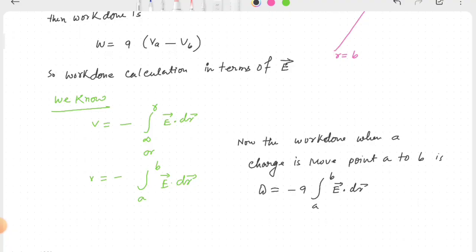Okay, so this is the final expression when the electric field is given and we want to calculate the work done against the electrostatic force. When a charge q is moving from point A to point B and we want to calculate the work done against the electrostatic force, this expression is very important.